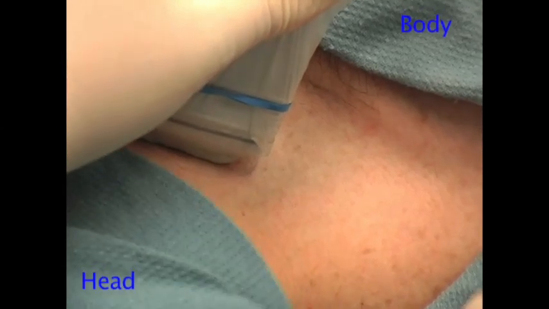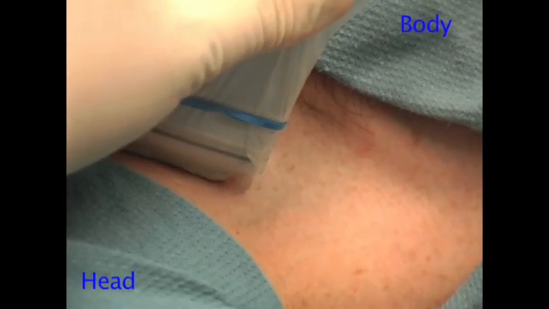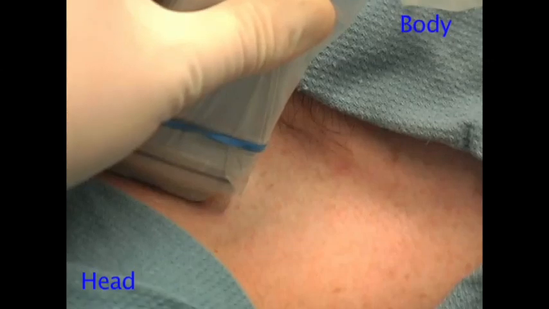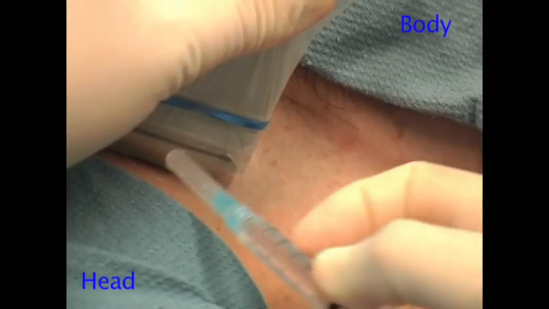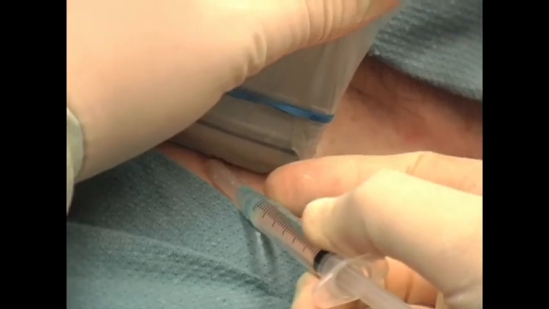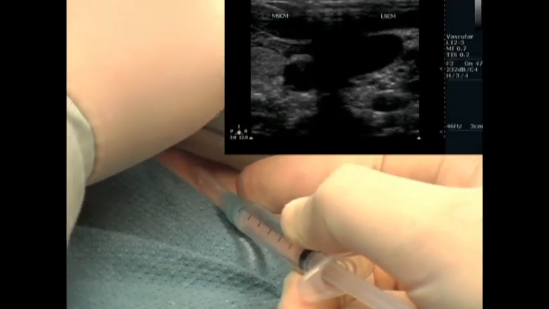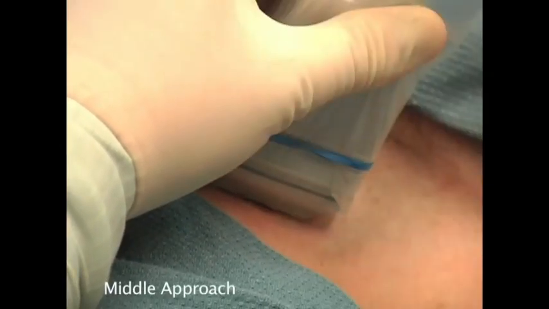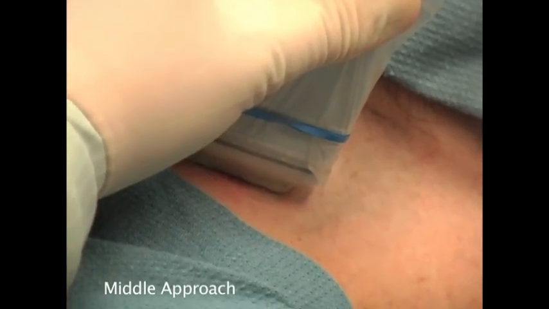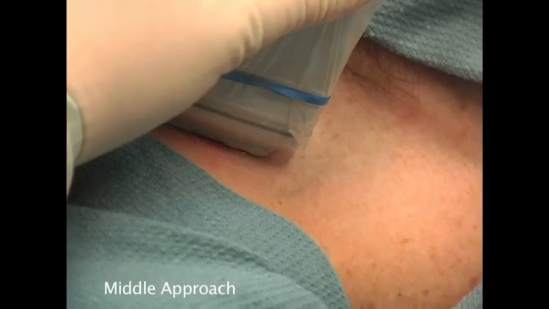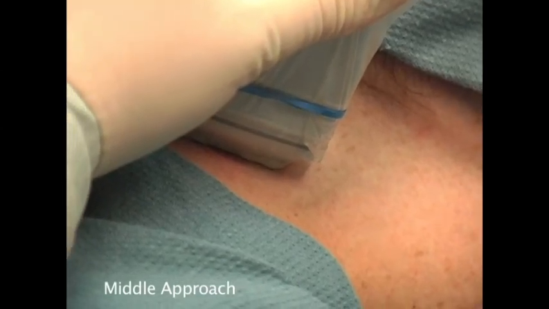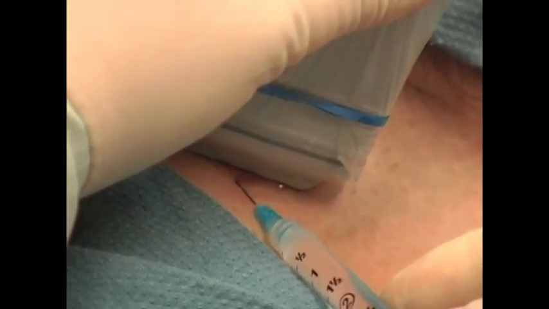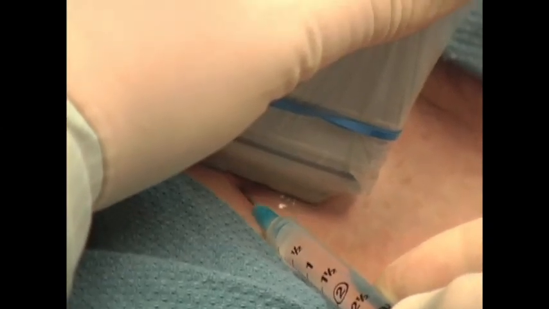For the middle approach, the transducer is positioned so that the vessel is in the center of the screen. The skin just above the transducer is depressed with a capped needle just to mark the position of entry. At this point, Dan will take the syringe filled with local anesthetic, and he will inject just on the lateral border of the medial belly of the sternocleidomastoid muscle. On the ultrasound screen, you'll be able to see the anesthetic being deposited into the tissue.